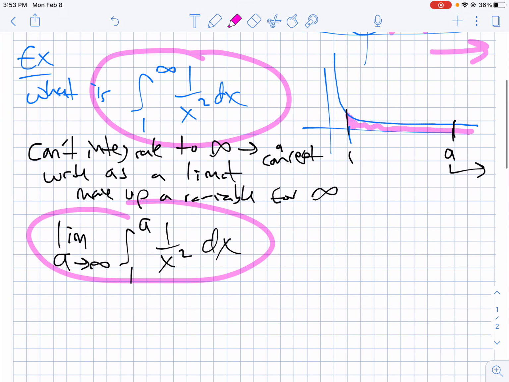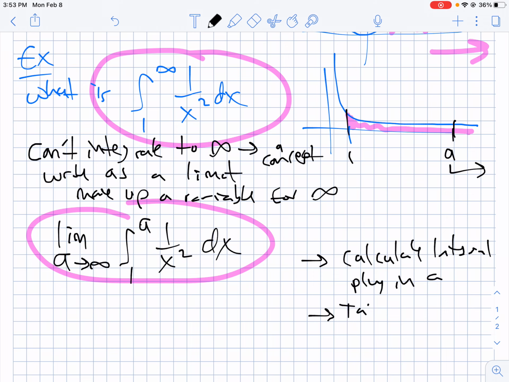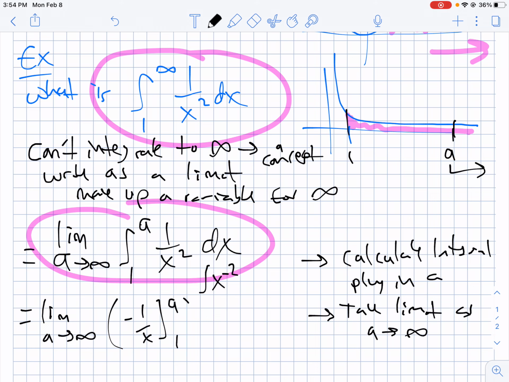So after we wrote it as a limit, what we're going to do is calculate this integral and then plug in the A. And then once we've done that, we will take the limit as A goes to infinity of our answer. So I'm just going to leave this limit out in front here and say, I'm going to take a limit as A goes to infinity of, okay, so how do I integrate 1 over x squared? Well, that's the integral of x to the negative 2, so that's x to the negative 1 over negative 1, so that's negative 1 over x going from 1 to A.